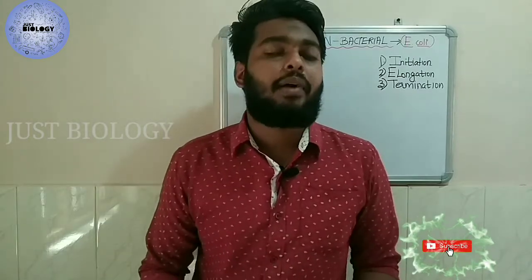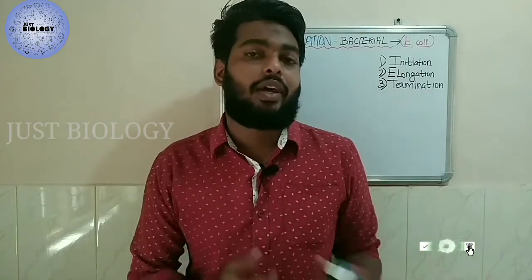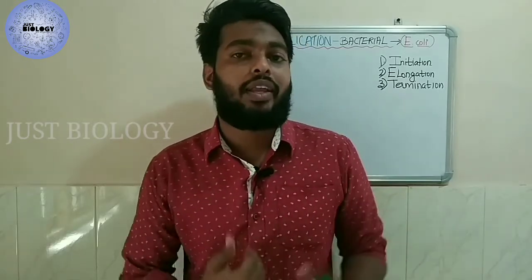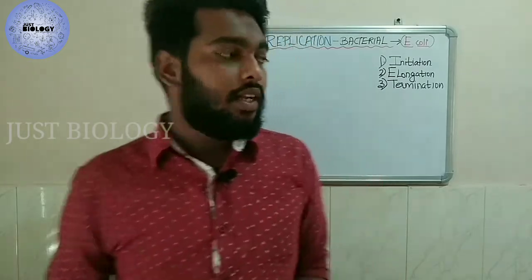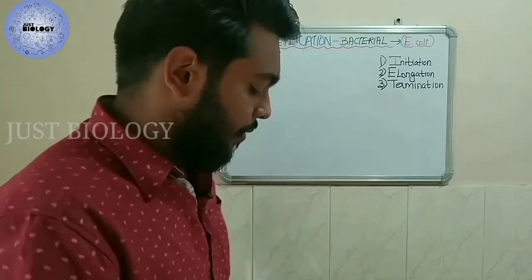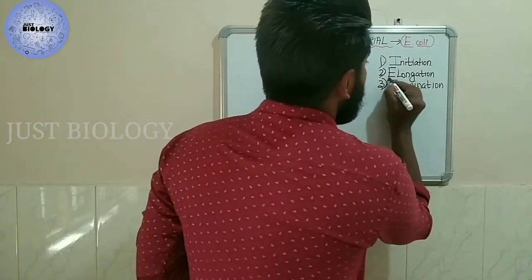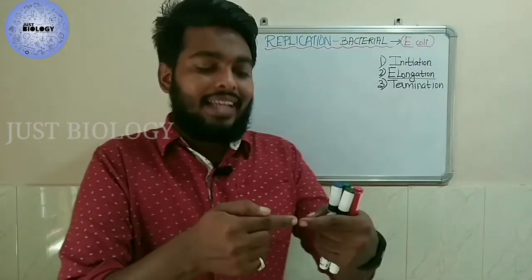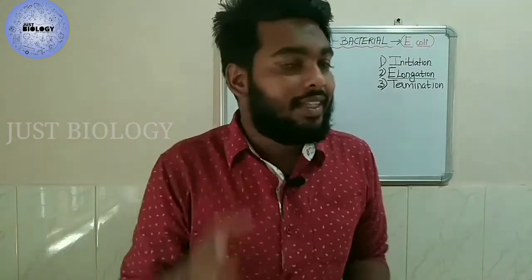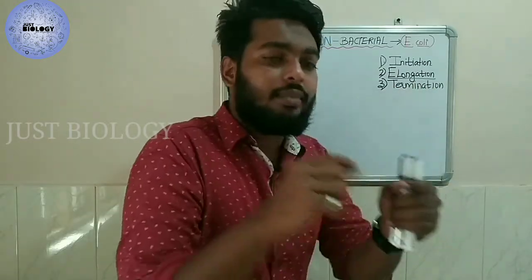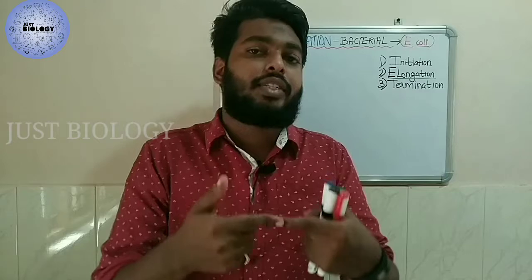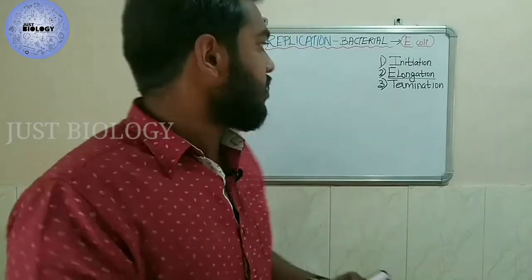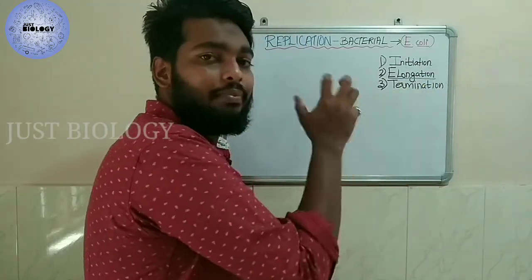In this lecture we're going to talk about the elongation process in prokaryotic cells. In the last lecture we talked about the initiation process of prokaryotic DNA replication. Now we're going to talk about the elongation process. Elongation means just the lengthening of the DNA strand, the polymerization of the strands of the DNA. We can see how this process is catalyzed by prokaryotic cells.